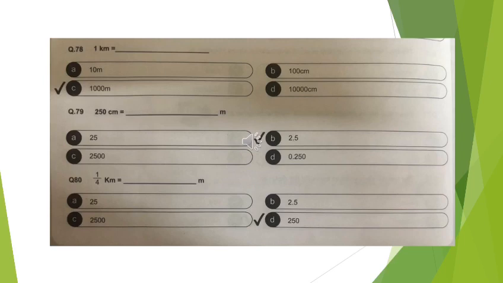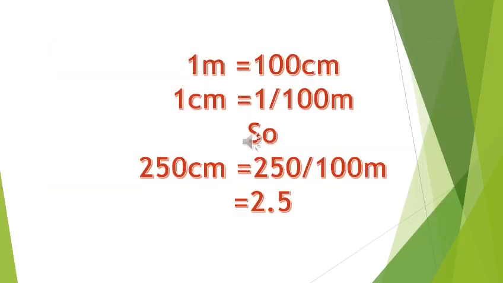Question number 79: 250 centimeter is equal to dash meter, and the options are A: 25, B: 2.5, C: 2500, D: 0.250. Students, we know that 1 meter is equal to 100 centimeter. 1 centimeter is equal to 1 by 100 meters. So 250 centimeter is equal to 250 divided by 100 meter, and the answer is 2.5. So the correct option is 2.5.